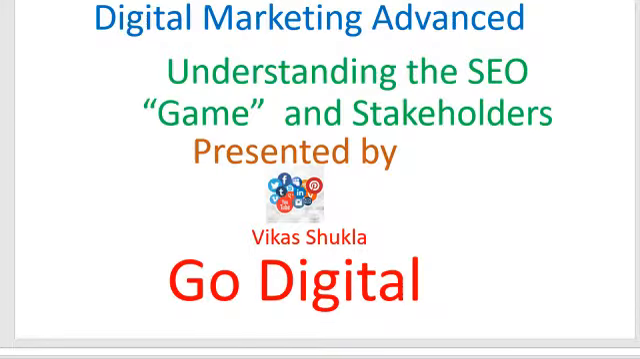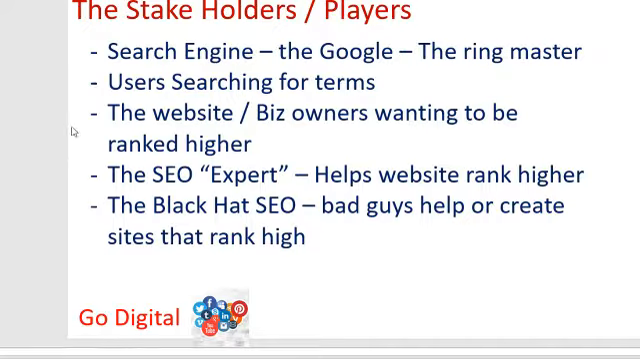This is an advanced digital marketing course by Go Digital, and in this one, we will understand the different stakeholders in the search results and search engine optimization, and we understand it as a game. In a game, there are two or more players interacting with each other, trying to win over the other. So, let's look at who are the main stakeholders or the players in this game.